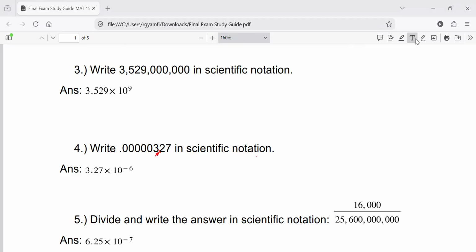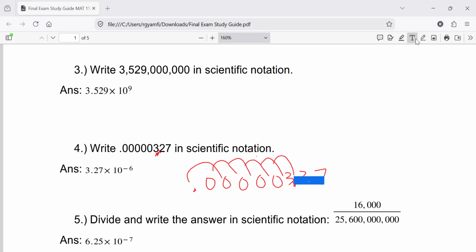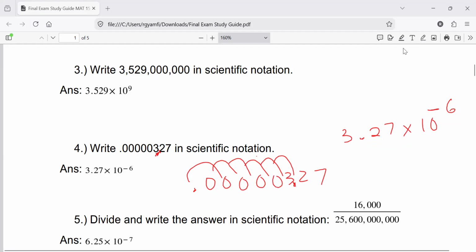Now, to do that, I'm going to rewrite it here so that I have spaces between them. So we've got to move the point to this part. So you're going 1, 2, 3, 4, 5, 6, 6 times. So we have 3.27. And because we are moving it to the right, multiply by 10 to the power. This time we do -6. 10 to the power -6. Okay? All right.